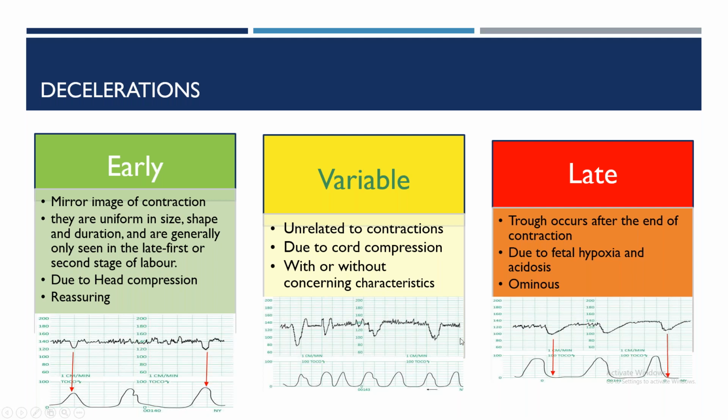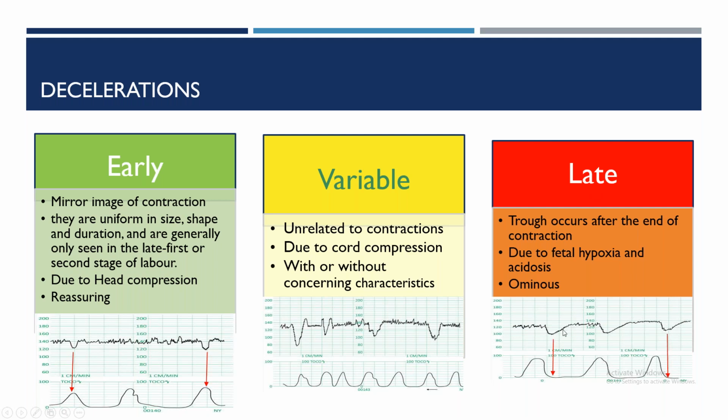But right now, see here, these are unrelated to any contraction. They can occur after a contraction, they can occur before a contraction, or they can coincide with the contractions. So these are unrelated to the contractions. These are known as variable decelerations. They occur due to cord compression. Okay, and late deceleration.